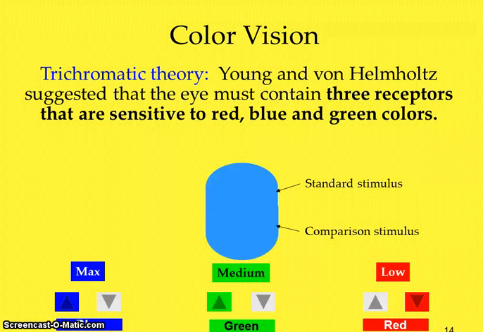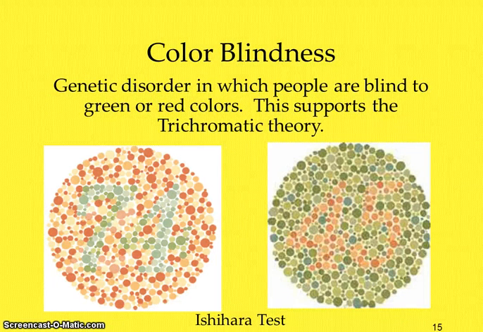If you are colorblind, it is a genetic disorder, and basically what the trichromatic theory would say for colorblind people is that they lack functioning red and green cones. Their red and green cones are not functional, and so therefore they are colorblind.